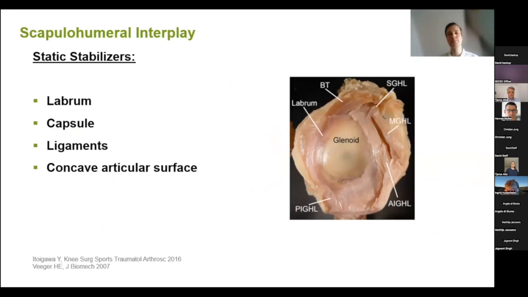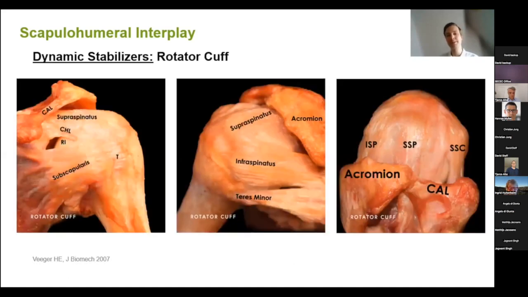A complex interaction between static and dynamic stabilizers provides crucial stability that is needed to achieve the large range of motion. Cartilage and surrounding labrum create a more conforming joint and distribute joint pressure more evenly. The capsule and ligaments provide a static stabilization, and the rotator cuff muscles provide a dynamic stability.